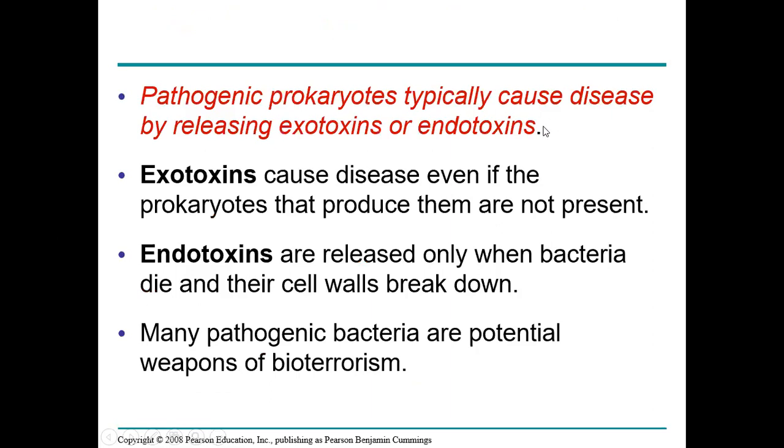Pathogenic prokaryotes typically cause disease by releasing exotoxins or endotoxins. What are exotoxins and endotoxins? Exotoxins cause disease even if the prokaryotes that produce them are not present. So exotoxin itself can produce disease. Whereas endotoxins are released only when the bacteria die and the cell wall breaks down. So endotoxin will be produced in an organism's body, in our body. Whenever that bacteria die, then only the endotoxin will be released.